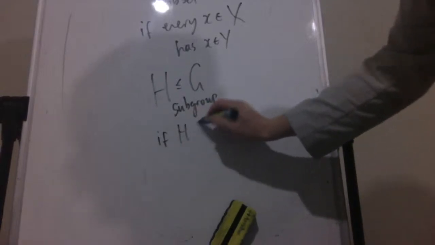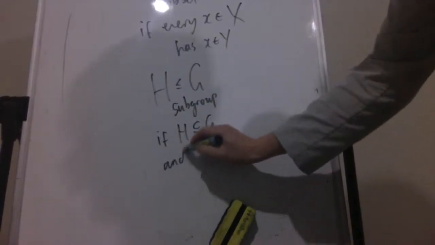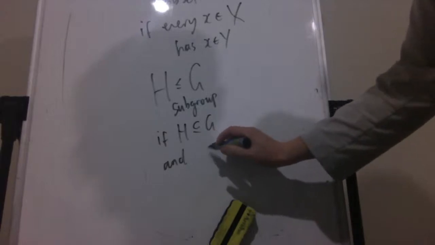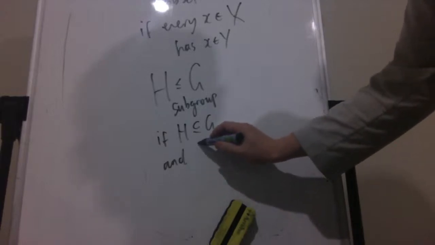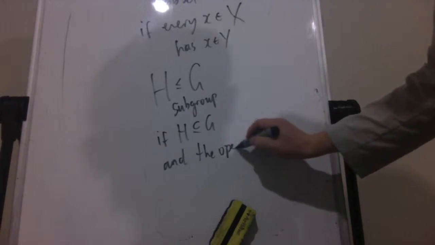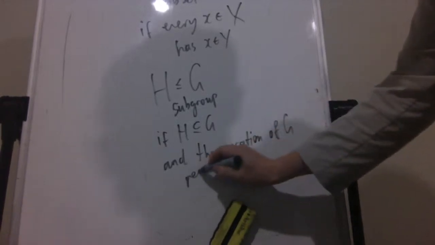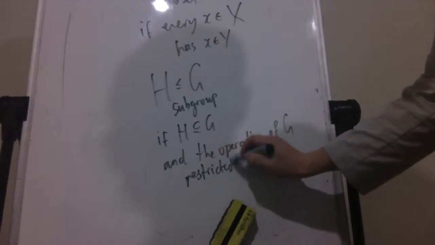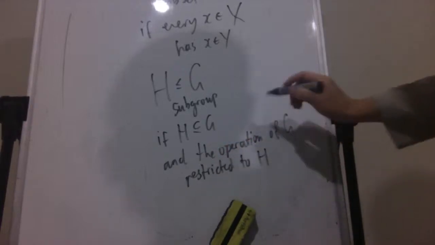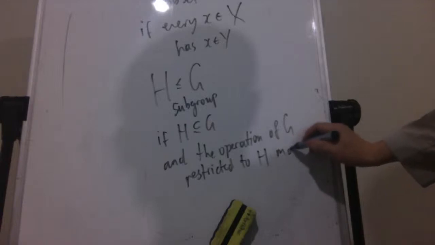if H is a subset of G and the operation of G restricted to H makes H a group, yeah?